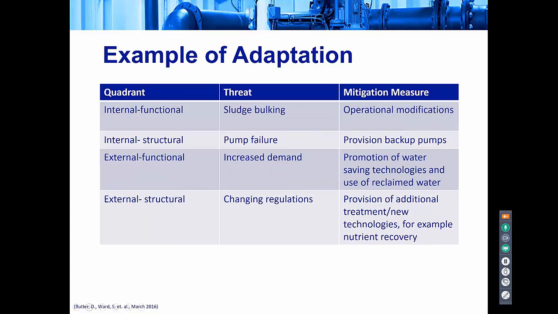The next intervention would be adaptation. Sometimes things occur outside of your control, and so the next step is to just be prepared before they become a disruption, right? So if you can't mitigate, maybe you have to adapt. This might be something like, if you know that you're going to have increased demand on your system because the population is increasing, maybe what you do to adapt is promote water-saving technologies and use of reclaimed water. Maybe you do more education and outreach, but you start to address the fact that there's going to be an increased demand. You can't help that. You can't change that. So what you can do is go out there and help the community adapt to this increasing demand.